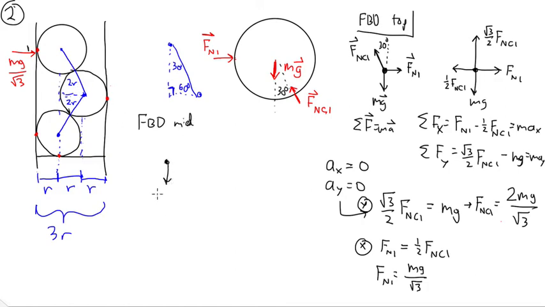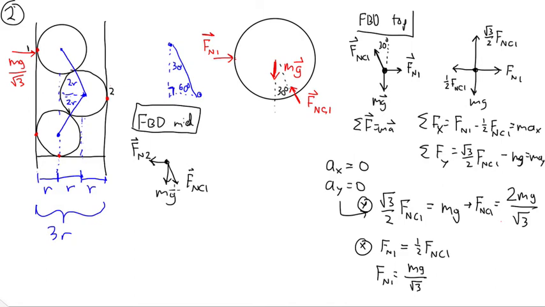Of course, it's got its weight, okay, mg. It's got that Fn2, so that's the force here. It's got that, then it's got Fnc1 going to the right and down because that's this. Sorry, these are all vectors.